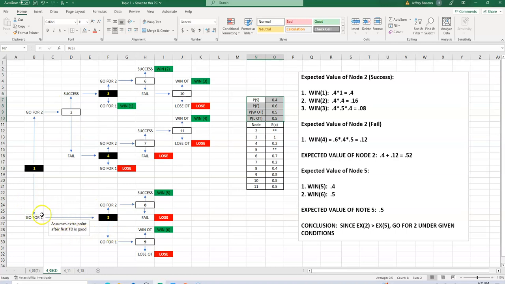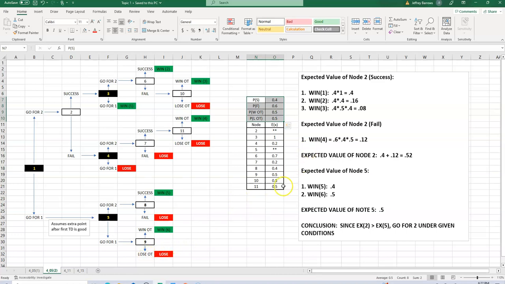So let me just go through this since I've started here. So if I kick the extra point, the next step is, well, I've just scored another touchdown, and what am I going to do now? Am I going to go for 2, or am I going to go for 1? If I go for 1, I will make that, which means the game is tied, and then I'll have to go to the next step and play in overtime, and the probability of me winning in overtime, remember, is 0.5, and the probability of losing in overtime is also 0.5.